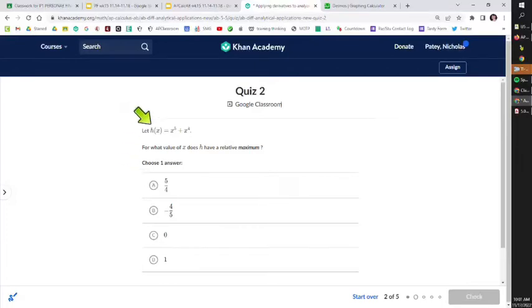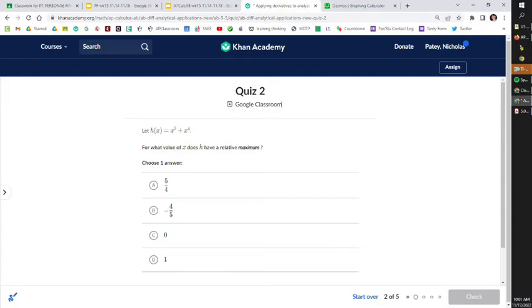Okay, here we go. Let h equal this. For what value of x does h have a relative maximum? Okay, so we're looking for a relative maximum. You guys know it's the same as the local maximum. So what we're going to do, we don't have endpoints, so we don't have to check any endpoints. And usually they only give you endpoints when you're looking for absolute maximums.